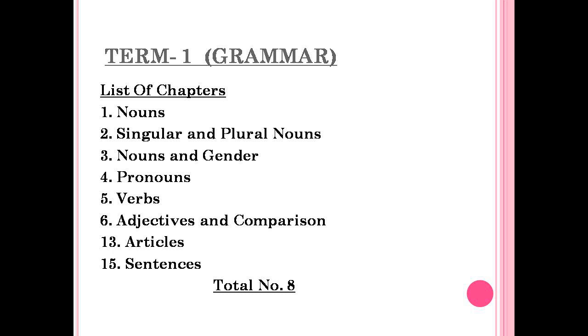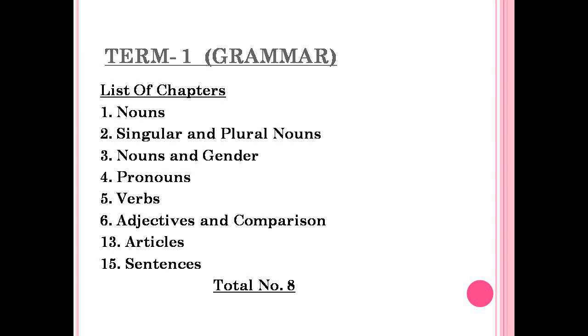Children, here we have a list of grammar topics for first terminal exam. Before we start with today's topic, just have a look at this list. Here, a total of 8 chapters are mentioned. These chapters are from our Everyday English Grammar and Composition book. We need to learn and revise all these chapters for Term 1 exam.